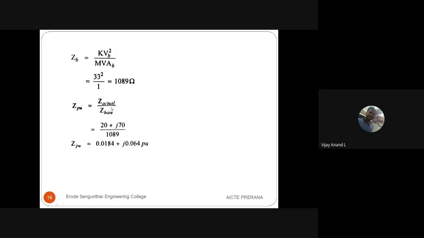Now substitute this 1089 in per unit impedance, then we will get ZPU is equal to 20 plus j70 divided by 1089. Definitely we will get the answer in rectangular form only, because the j term is here. So ZPU is equal to 0.0184 plus j0.064 per unit. If you want, you can convert this rectangular form into polar form. There is no problem in having the answer in rectangular form or polar form.